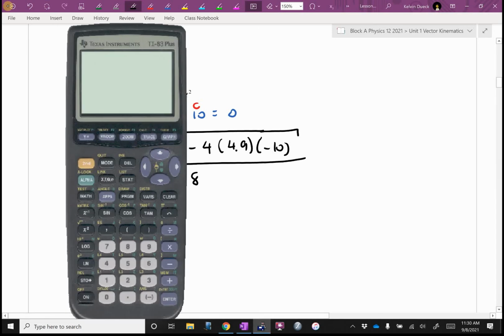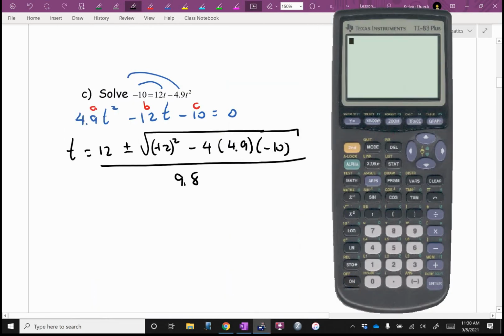Lyle, you ready? We'll type this together because I also have a TI. Is this a fraction? Is there more than one thing on the top? Oh, yeah. So open up a bracket. Then I'm going to go 12 plus square root, open up a bracket. Mine already did open up a bracket for me when I hit the square root. I think yours probably did too. I'm going to ignore the negative because the negative squared is just going to vanish. I'm just going to be lazy and type 12 squared because I'll get the same answer. Minus 4 times 4.9 times negative button 10.